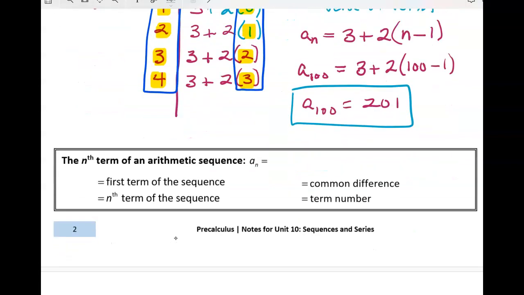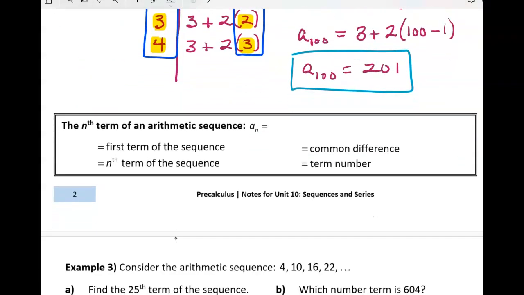That brings us to generalizing the nth term of the arithmetic sequence, which is the value of the first term plus the common difference times the number of the term minus 1. Some things to define here. A sub 1 is what we use to define the first term of the sequence. A sub n is the nth term of the sequence. D is the common difference, and n is the number of the term.